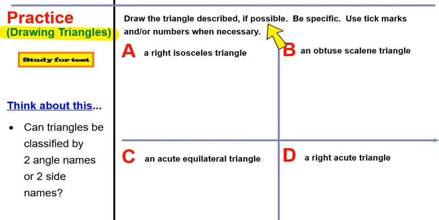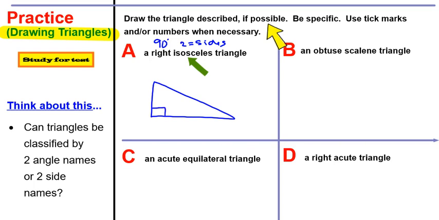So remember that not all of these drawings are necessarily possible, but if they are, you have to have everything marked correctly. So for the first question, they want us to draw a right isosceles triangle. In this case, we have to make it right. That means 90 degrees, and we have to make it isosceles. That's two equal sides. So we're thinking these things right here, 90 degrees and two equal sides.